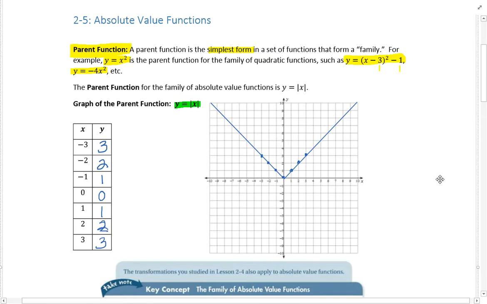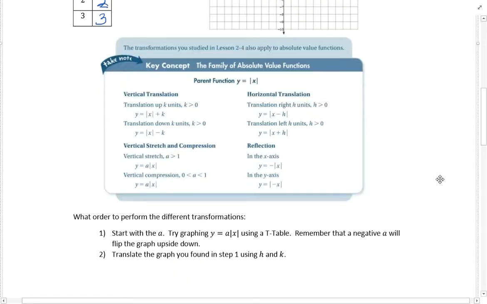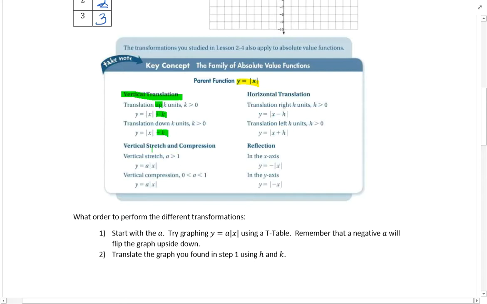So we're going to use those transformations to create new versions of the absolute value function. These transformations are the same transformations we looked at in 2.4 that apply to any function. We're just looking at them specifically in the case of an absolute value function. We're always taking our parent function and changing it in some way. The first change we can make is a vertical translation, and that would be using k. If we add a k, it's going to make it go up. If we subtract k, so if k is negative, then it's going to go down.